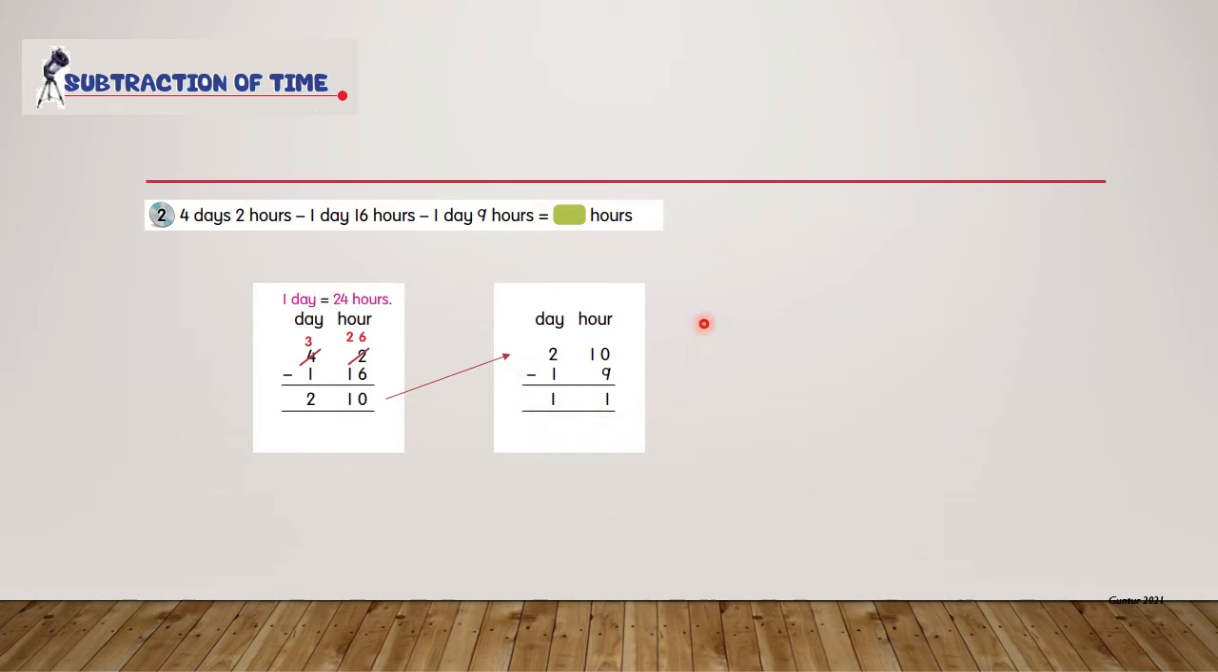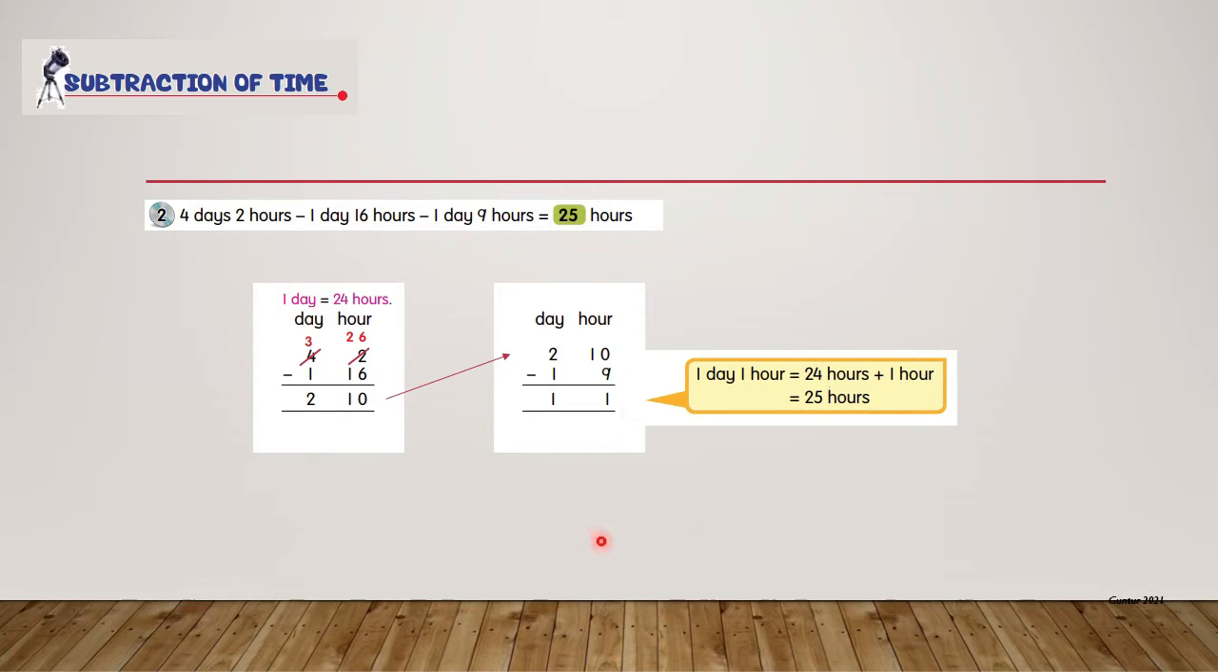Look back at the question there. The answer is in hours. So 1 day 1 hour is equal to 24. 1 day equals 24 hours, and add with the 1 hour from the answer. So the answer is 25 hours. Okay.